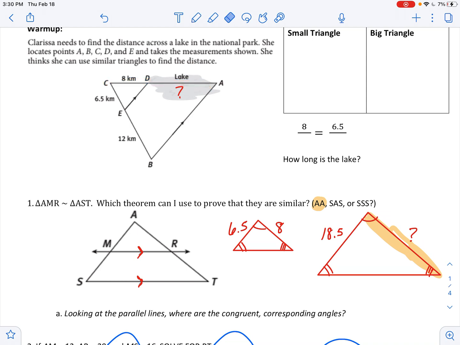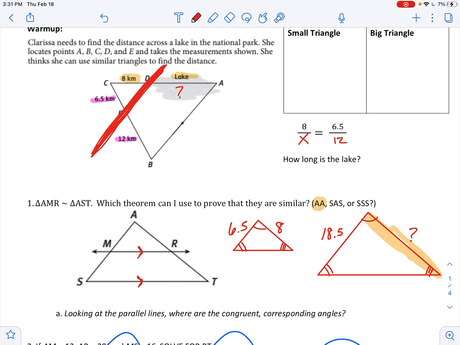But there's also a shortcut that we're going to work with today. So I can take 8 over the lake. I don't know what the lake is yet. That's x. Equals 6.5 over 12. Those corresponding parts, because 6.5 would correspond with 12, and 8 would correspond with the lake. So that's a shortcut that I could use.